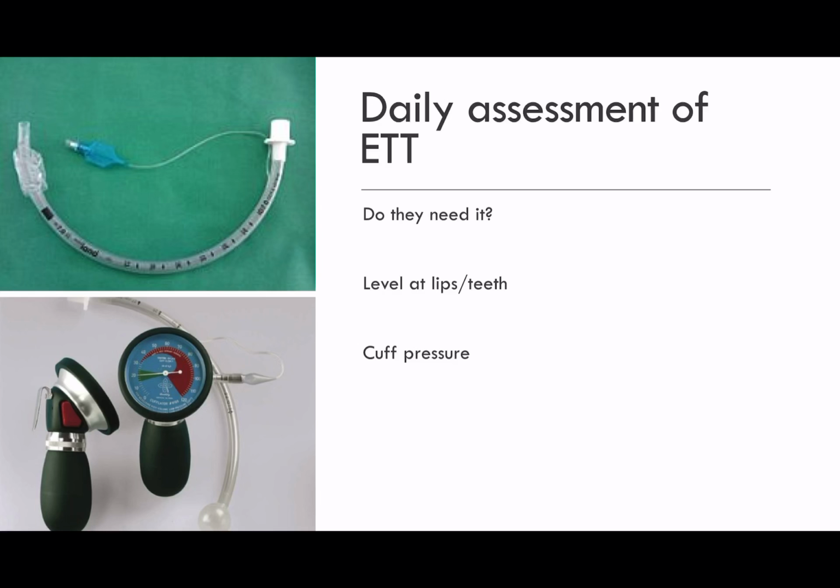A high cuff pressure is potentially a dangerous thing because it risks necrosis at the level of the trachea, and that can cause tracheal stenosis. Similarly, if the pressure is too low, that might be indicating a cuff leak, and therefore there may be a rip in the cuff, or there may be air leaking around the tube, and therefore they're getting inadequate ventilation.